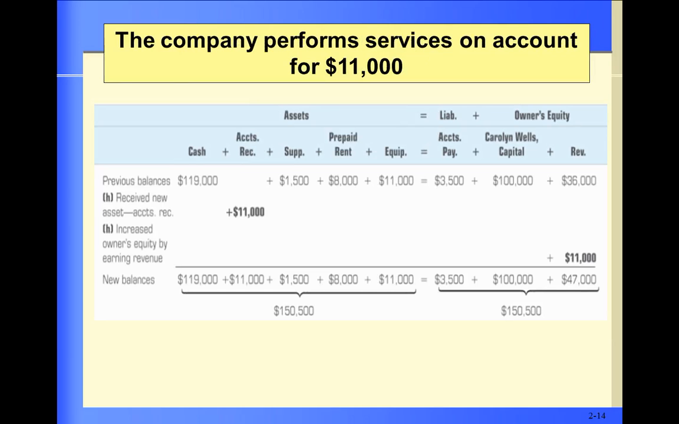Next, we're going to go out and perform services, but this time, instead of the customer paying us cash, we're going to allow them to charge it to an account. We're extending credit to our customer, and we're expecting to receive that money from them in the future. So we increase the balance of our revenue account by $11,000, and then we increase the balance of an account called accounts receivable. This is where we keep track of all the money that people owe us. So when we do a job for them and allow them to pay us in either 30 or 60 days, we're giving them credit, and we expect to receive that in the future.